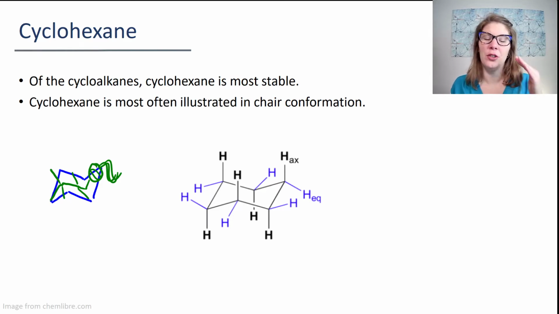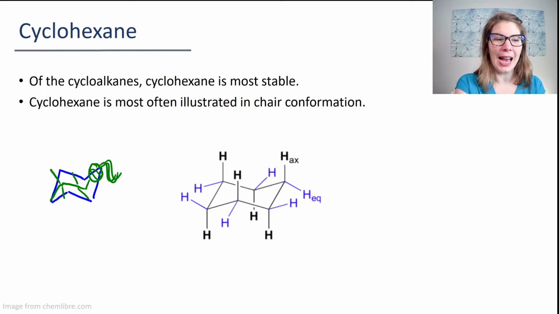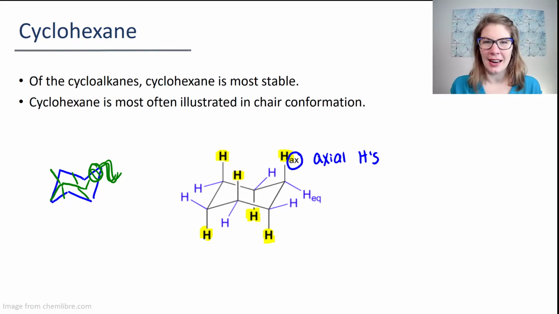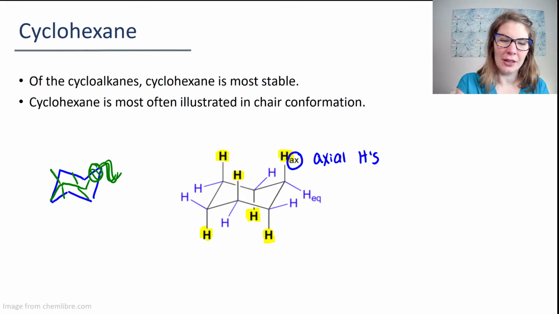Notice how we have two different colors of hydrogens. We have a set that's black and a set that's blue. So the set that's black, these are in what's called the axial positions. So these are your axial hydrogens. And see how there's an AX there? That AX is the abbreviation for axial. Then the other hydrogens that I will highlight in blue, these ones are your equatorial hydrogens.